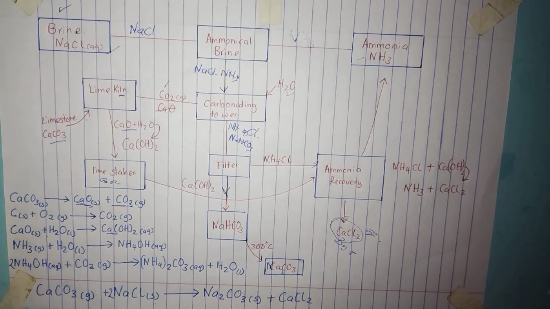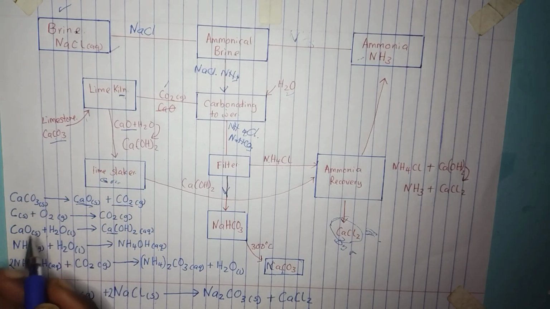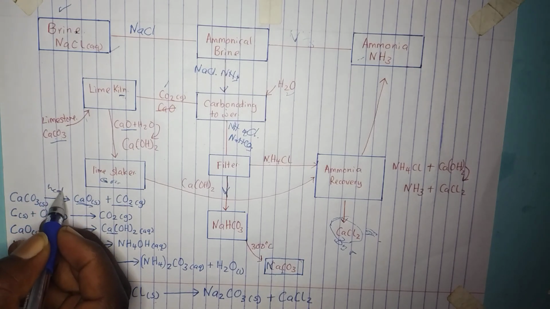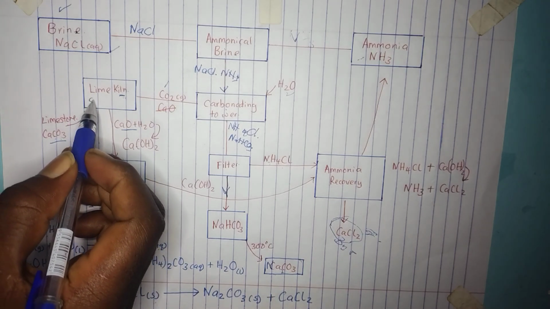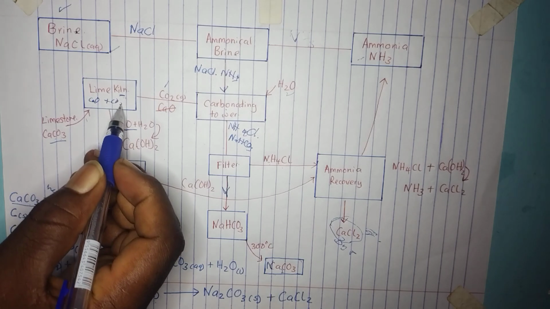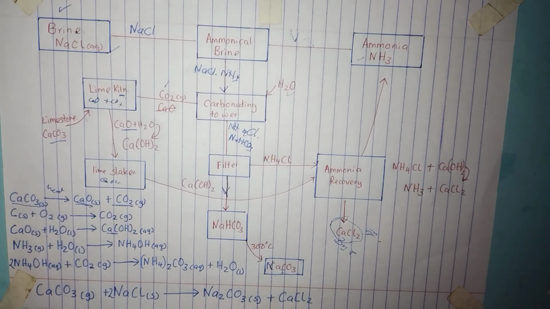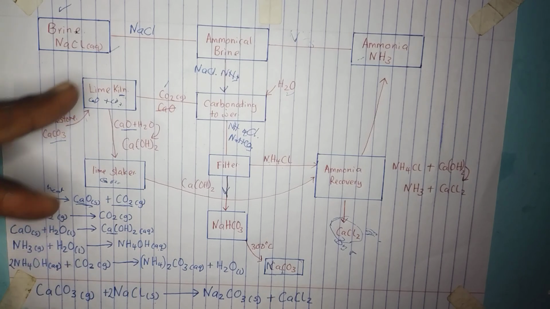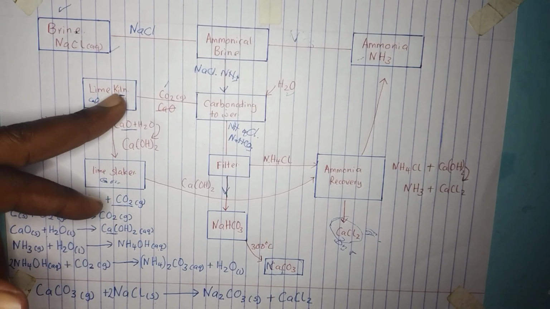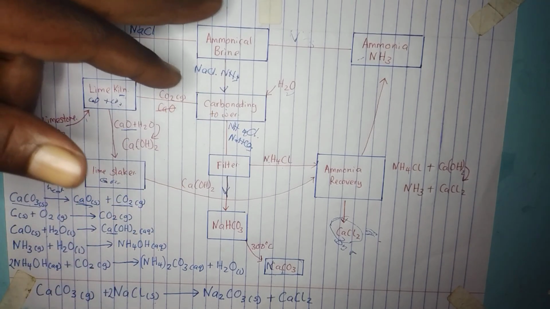So in the lime kiln, the calcium carbonate is heated. Here there is heat and this is the equation. Calcium carbonate is heated to produce calcium oxide with CO2. CO2 is carbon dioxide, you can call it CO2. So in the kiln there is heating of calcium carbonate, and we need the CO2 to take it to the carbonating tower, where this CO2 is reacted with ammoniated brine.